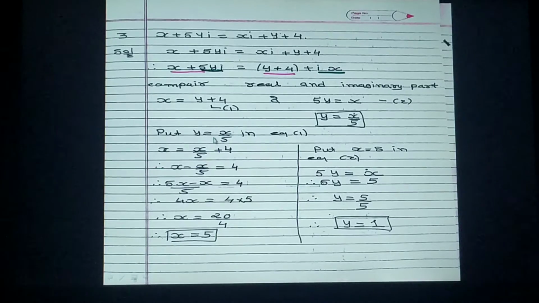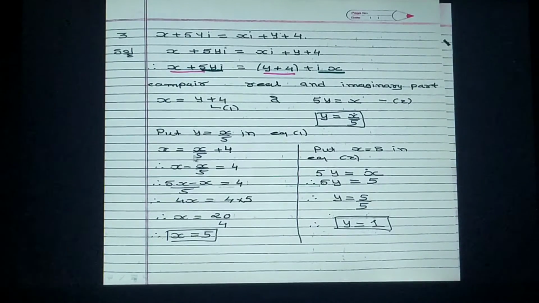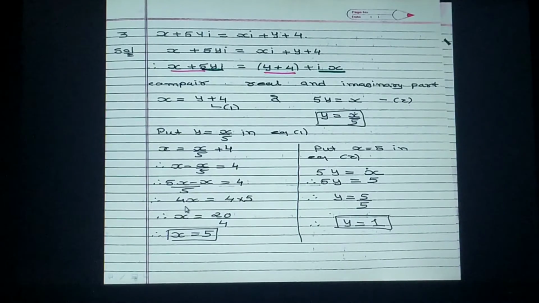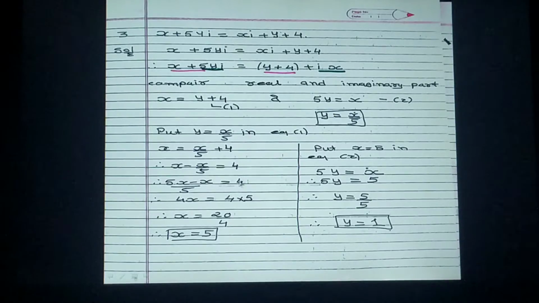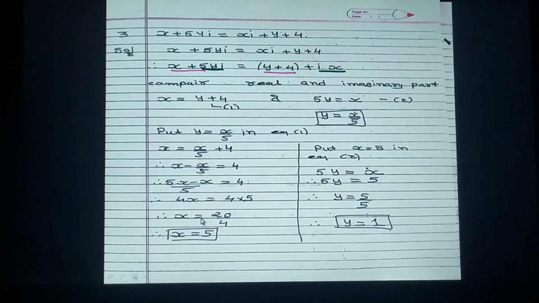So y = x/5, put in equation number 1. So x = x/5 + 4. So we can write x − x/5 = 4. Take the LCM: (5x − x)/5 = 4. 5x − x is 4x, and 5 is multiplied with 4. 4x = 4 × 5, and 4 × 5 is 20. 4x = 20, so x = 20/4. So we have x = 5.